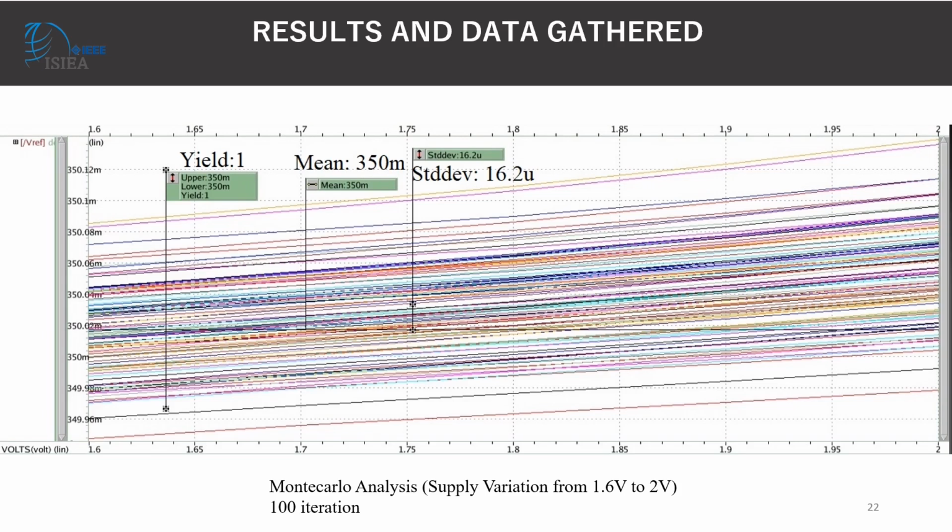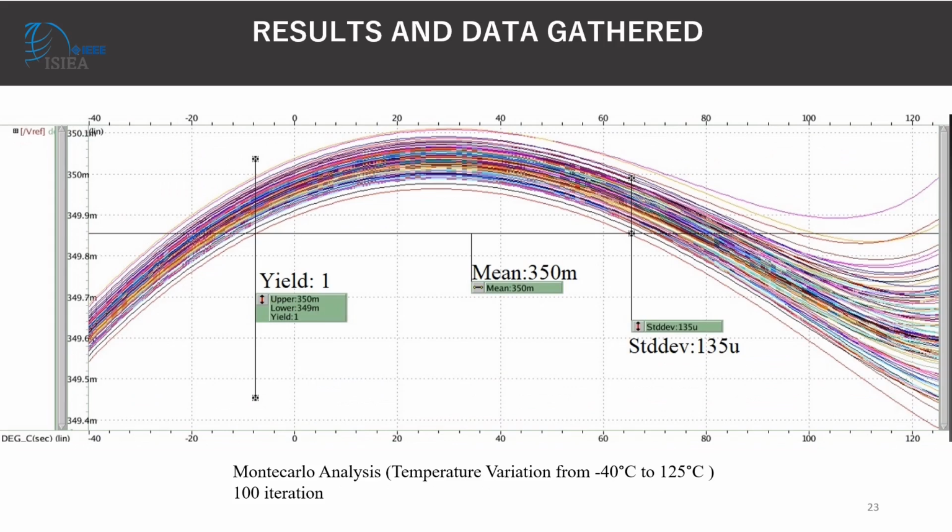We also used a Monte Carlo simulation to model the probability of different outcomes in a process that cannot easily be predicted due to the intervention of random variables. We conducted the Monte Carlo from 1.6 volts to 2 volts input voltage with 100 iterations, and we got 100% yield or 1, a mean of 350 millivolts, and a standard deviation of 16.2 micro. We also conducted the Monte Carlo analysis for the temperature sweep from -40 degrees Celsius to 125 degrees Celsius with 100 iterations. We got a yield of 1, a mean of 350 millivolts, and a standard deviation of 135 micro.